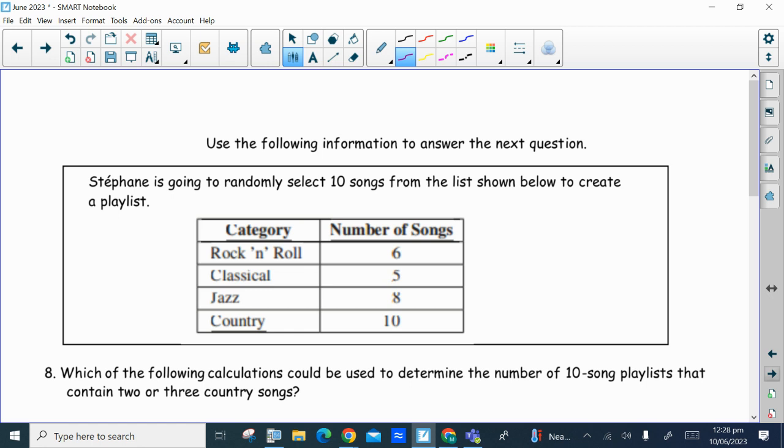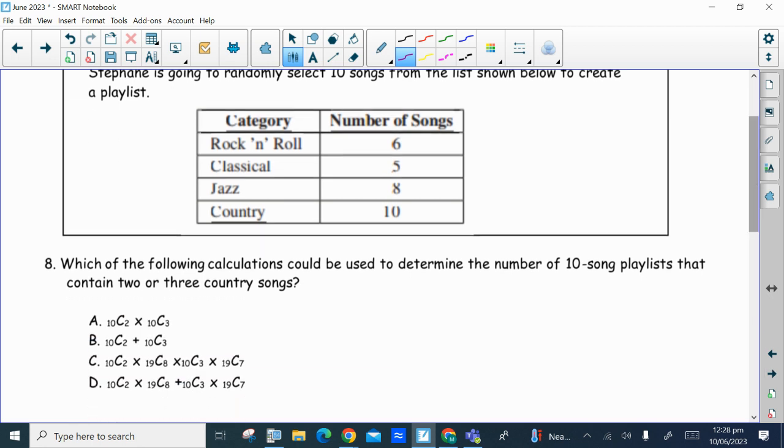Stephanie is going to randomly select 10 songs from the list shown below to create a playlist. Which of the following calculations could be used to determine the number of 10 song playlists that contain 2 or 3 country? So again, the word or means to add. We have 2 scenarios here. That means 2 country and 8 others, or 3 country and 7 others.